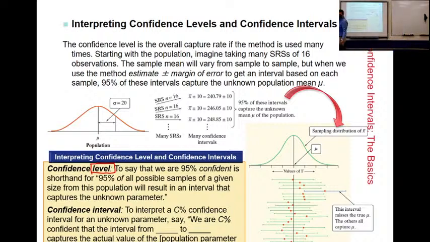So I could take a hypothetical infinite number of samples and get an infinite number of confidence intervals. But because of the way the formula works and the method that we're going to use, I know that out of all those confidence intervals, 95% of the intervals will hit the target.